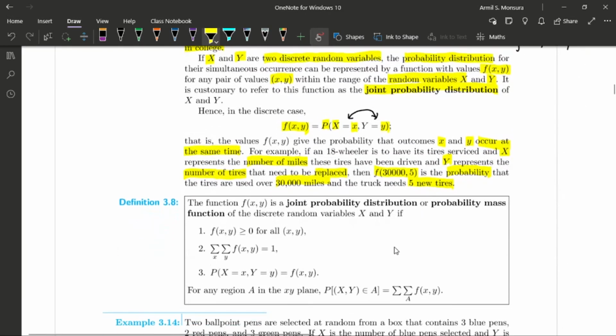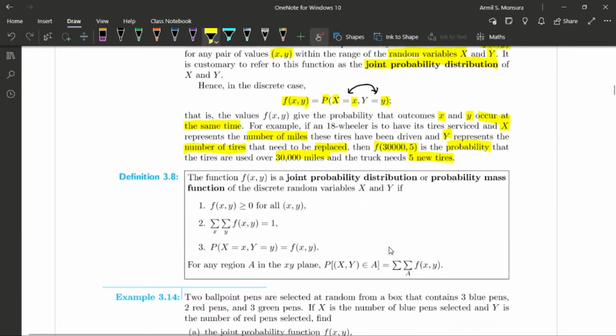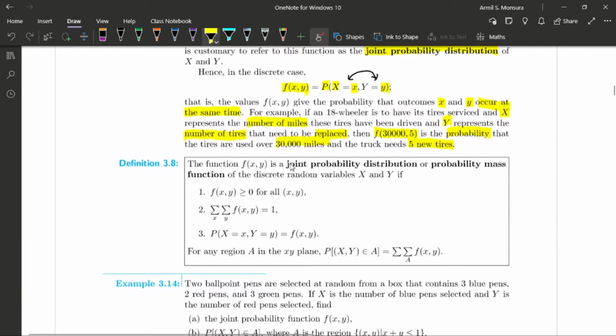Okay. So, we now go to the formal definition of joint probability distribution or probability mass function of the discrete random variables x and y, okay.